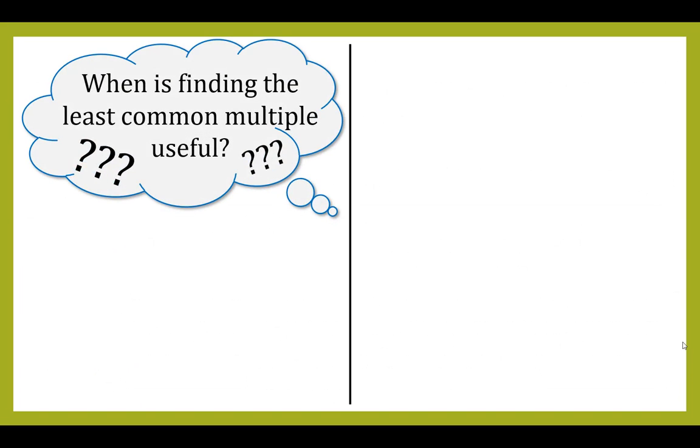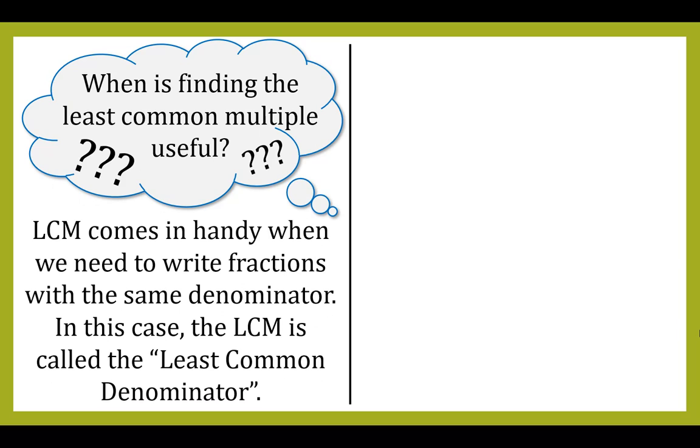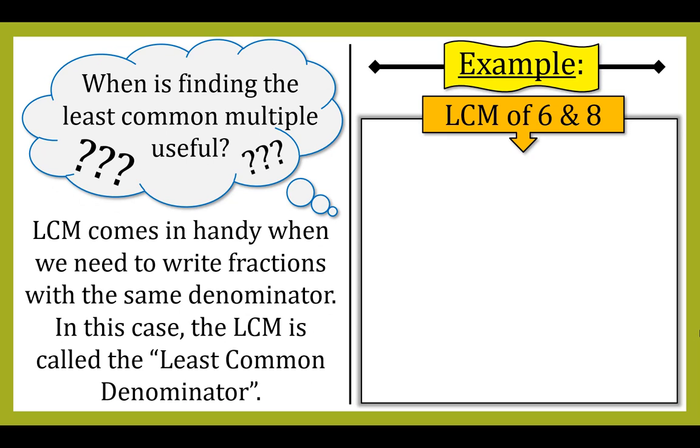So before we get into some examples, when is finding the least common multiple useful? We get a lot of questions about how am I going to use this? Well, least common multiple comes in handy when we need to write fractions with the same denominator. In this case, the least common multiple is called the least common denominator. So when we move along into adding and subtracting fractions, we are going to need to find the least common denominator. And to find the least common denominator, it will come in handy knowing how to find the least common multiple. So you'll see that come in handy a lot later, okay?